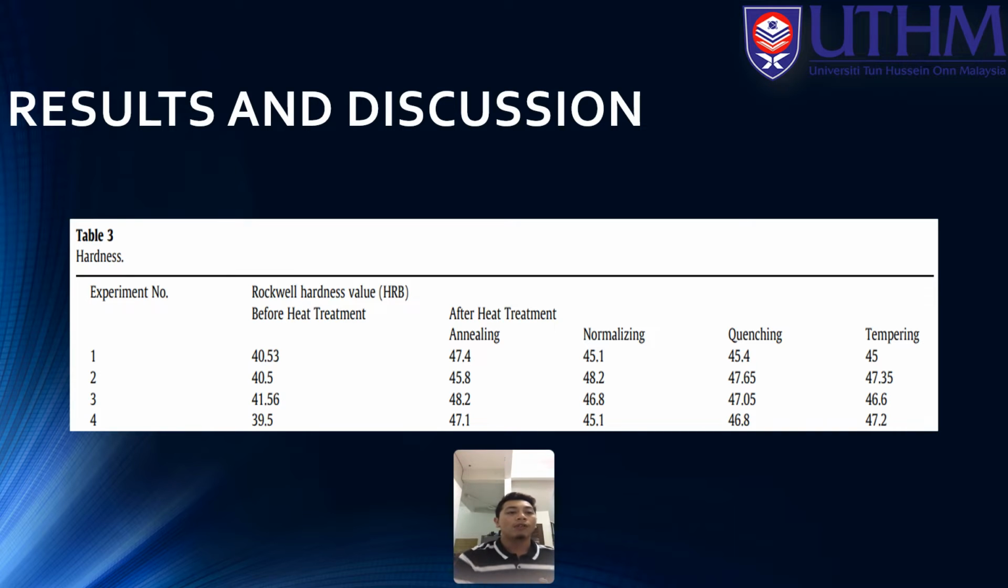Number 2, 40.5. After heat treatment, annealing is 45.8, normalizing is 48.2, quenching is 47.65, and tempering is 47.35. Number 3 is 41.56. After heat treatment it is 48.2, normalizing 46.8, quenching 47.05, and tempering is 46.6. And number 4, lastly, is 39.5. After heat treatment it becomes 47.1, normalizing becomes 45.1, quenching 46.8, and tempering is 47.2.